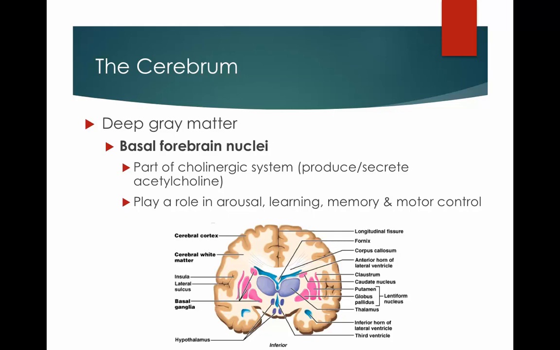And then in regards to motor control, that has a lot to do with its communication with the prefrontal cortex and how the prefrontal cortex then communicates with the premotor cortex. You can see that there's a lot of communication with these basal forebrain nuclei via projection fibers to the varying cortical areas of the frontal lobe.